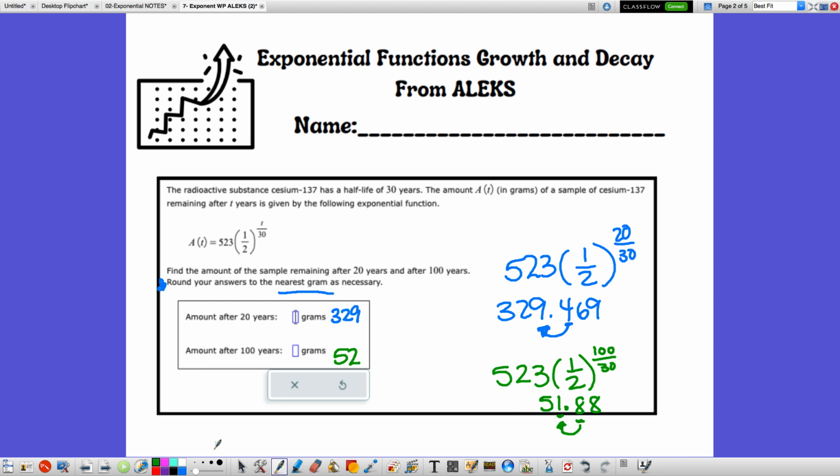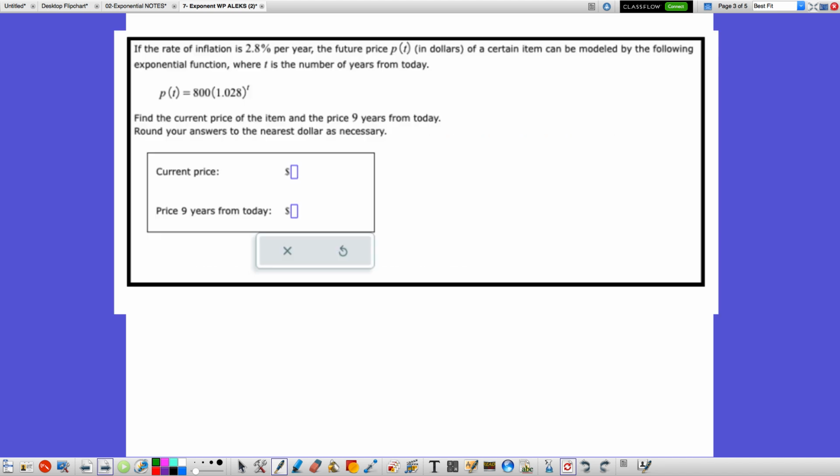All right. Easy peasy lemon squeezy. Let's move forward. All right. If the rate of inflation is 2.8% per year, and the future price P(T) in dollars of a certain item can be modeled by the following function, where T is the number of years from today, find the current price of the item and the price of the item 9 years from now.